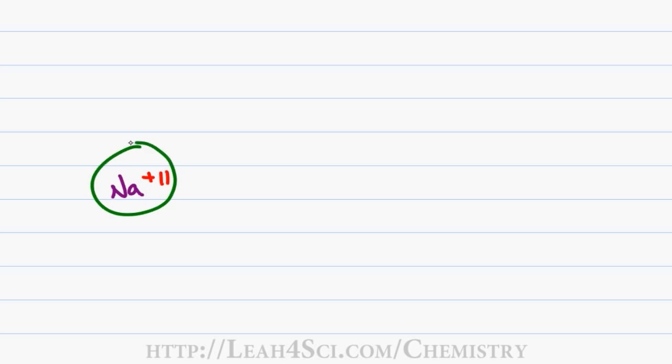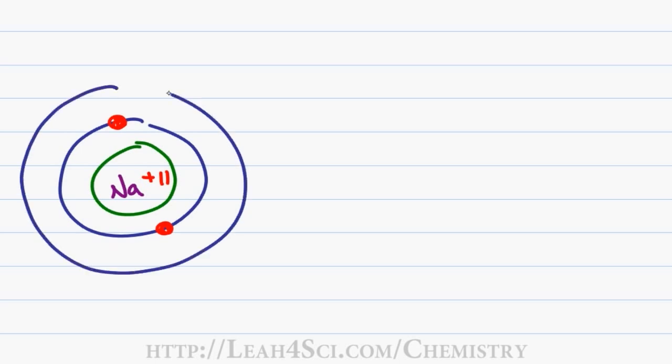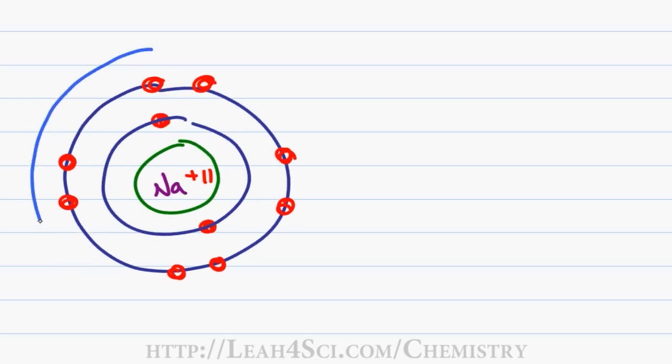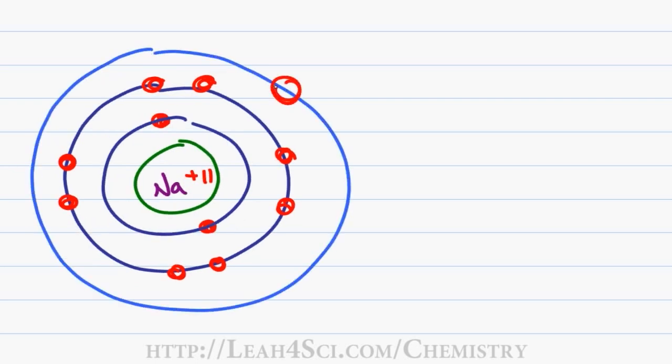The first energy level has 2 electrons for sodium. Then the second energy level has 8 electrons. That's the distribution of 8 electrons. Lastly, the third energy level has only 1 electron. That's how they are distributed. Now, how does this ion get formed from sodium? How does sodium form its ion?